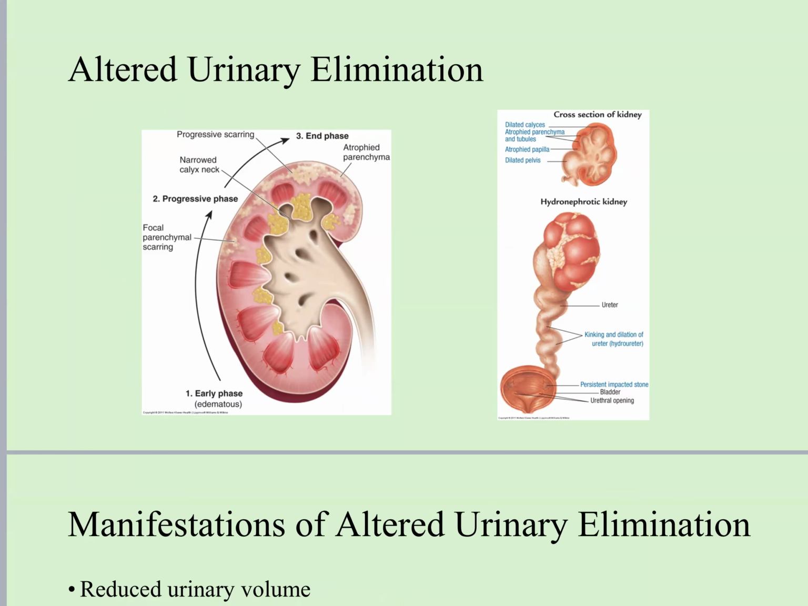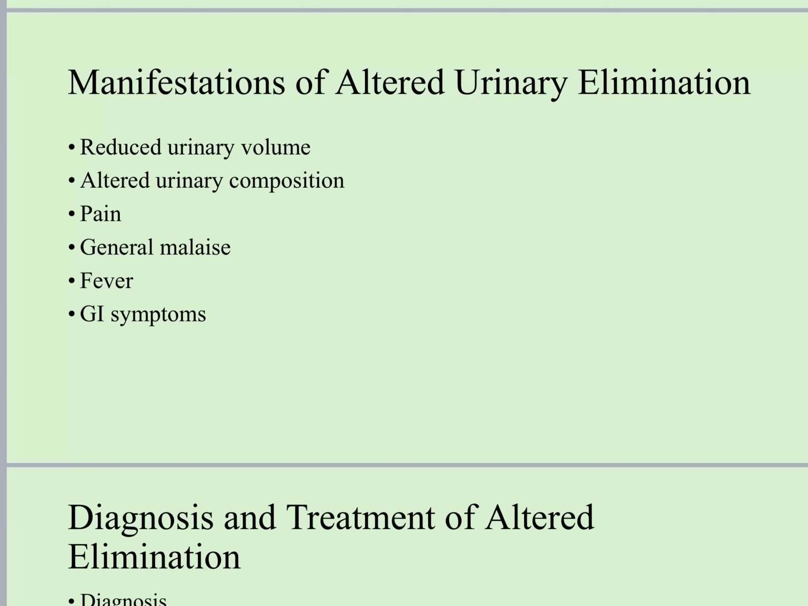So, how does altered urinary elimination manifest? Well, you could have reduced urinary volume, altered urinary composition, could be very painful, especially kidney stones are extremely painful. General malaise, fever, and GI symptoms because the bladder is really close to the stomach. So, a lot of times when something affects the bladder, it can also produce some abdominal symptoms as well.